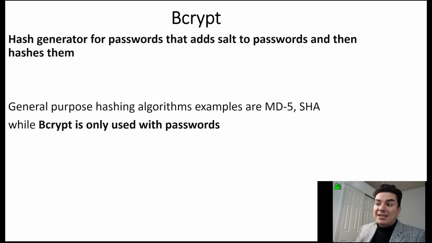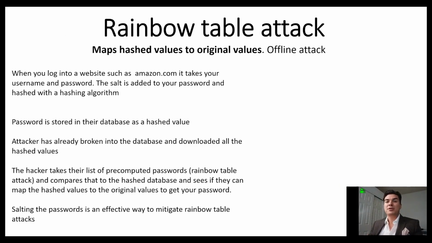And what it does is it adds salts to the passwords and then hashes them. So with a rainbow table, that's where they're taking a mapped hash value to the original plaintext value. It's typically an offline attack, and how this typically works is that you log into a website such as Amazon.com, and it takes your username and password.